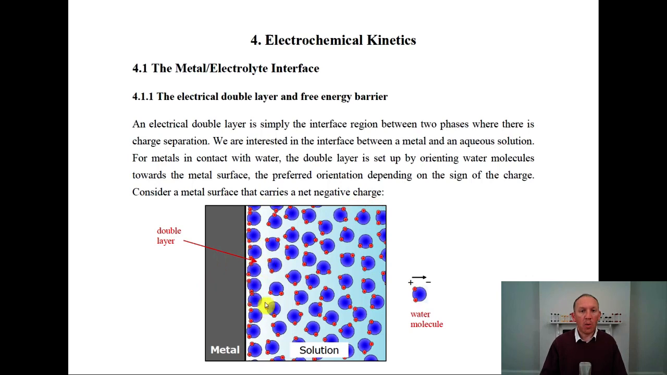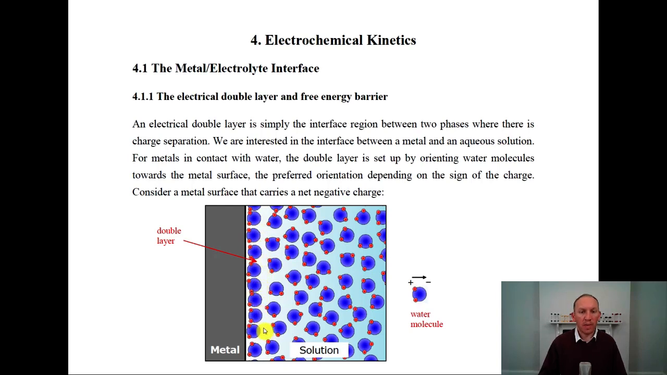Well, of course, these polar water molecules, at least the ones near the surface, will adopt a preferential orientation. The ones significantly far out will be randomly oriented, but these ones right by the surface, if the surface has a net negative charge, will have the positive side of the molecule oriented preferentially towards the surface. What that forms is a charge-separated region very close to the surface of the metal.